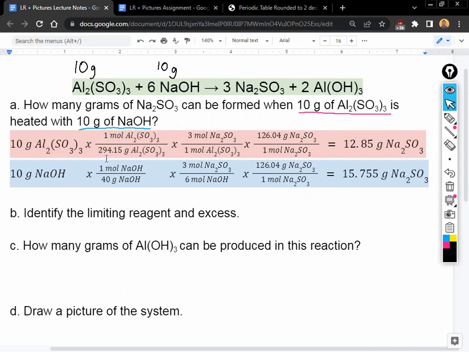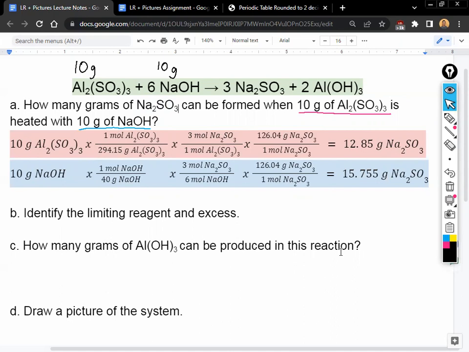But let's just say that if we start with 10 grams of this and 10 grams of that, we know that we're supposed to do two stoic problems, right? And we are looking for Na2SO3. And so that's what I did right here for you. I did the calculations, and I have two different numbers for Na2SO3.